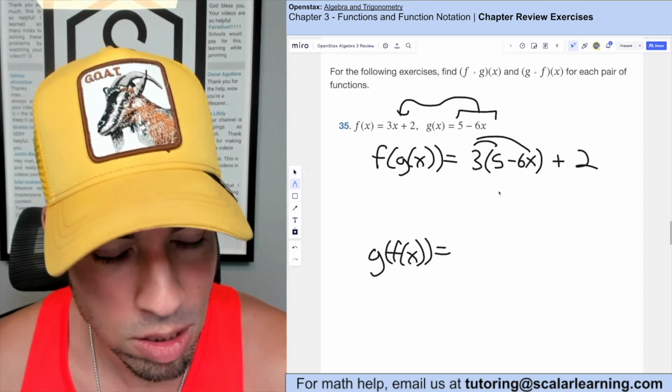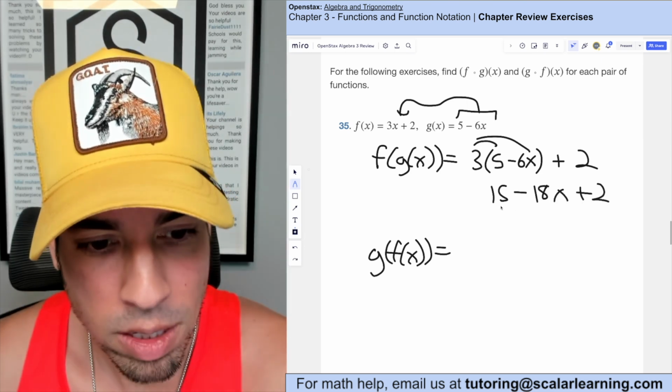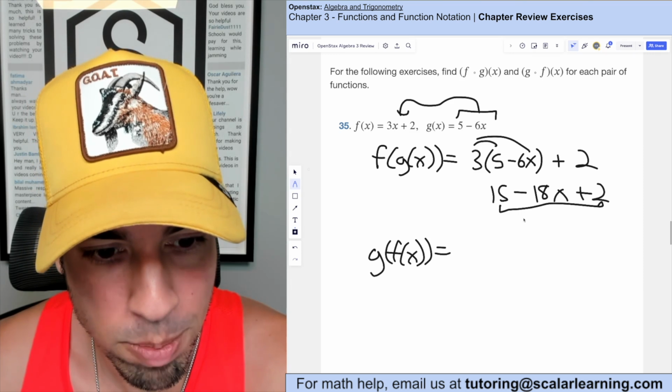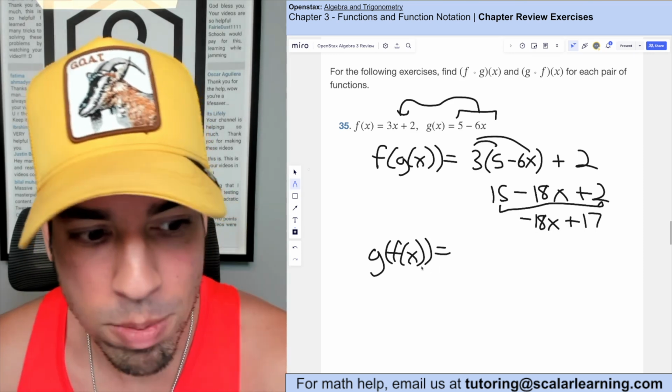Then we're going to distribute and simplify. I got 15 minus 18x plus 2. Now we can combine the 15 and the 2, which makes it negative 18x plus 17. Boom, done. Now what about g of f of x?